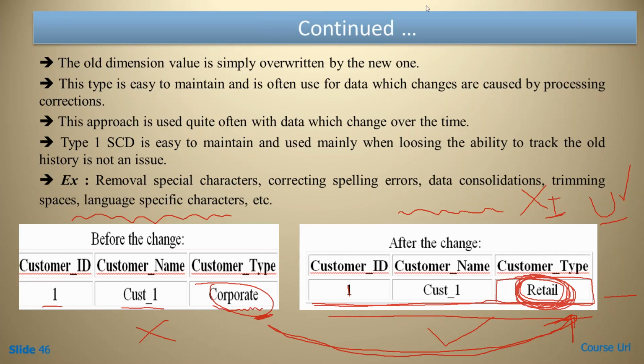Okay, now we'll move to the next SCD type. At the end, you can tell the difference between type 1, 2, and 3.